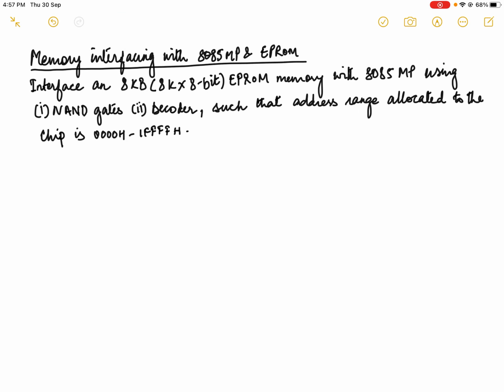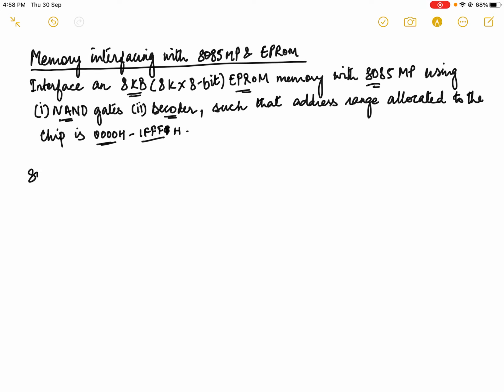Yes, students, today we'll do memory interfacing with the 8085 microprocessor and EEPROM. As I told you, EEPROM is a part of ROM, so it is read-only memory. The problem is: interface an 8 kilobyte EEPROM with the 8085 microprocessor using 1) NAND gates and 2) a decoder, such that the address range allocated to the chip is 0000H to 1FFFH, where H means hexadecimal.